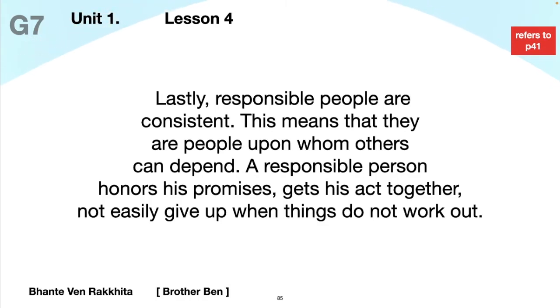Lastly, responsible people are consistent. This means that they are people upon whom others can depend. A responsible person honors his promises, gets his act together, and does not easily give up when things do not work out.